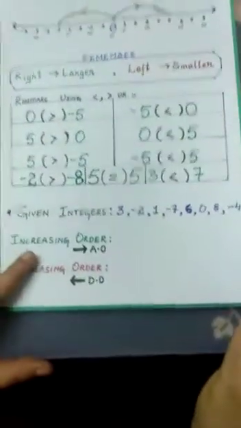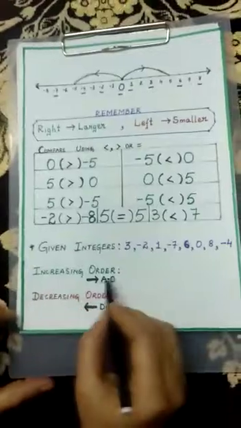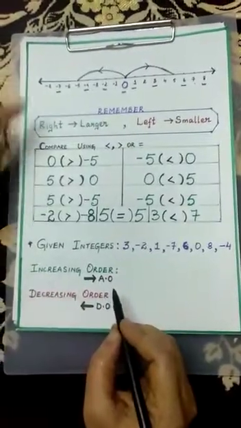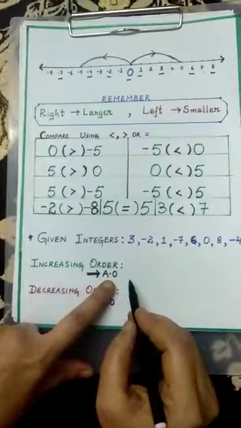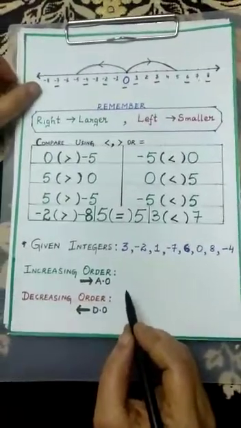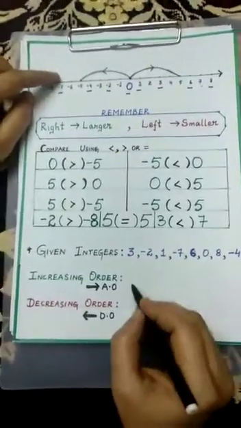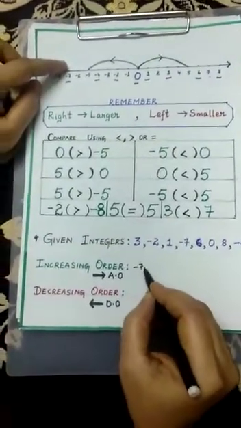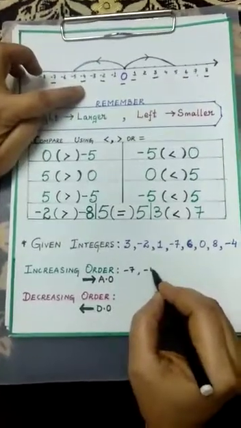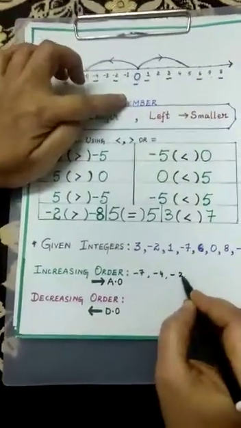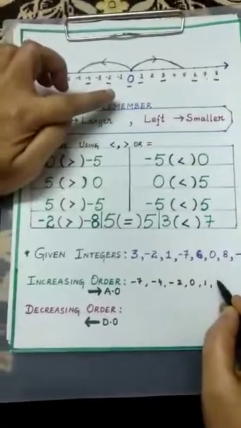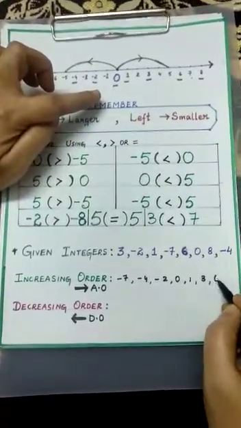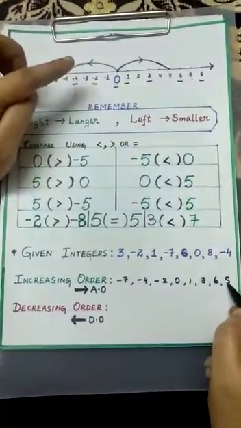Now come to increasing order. So increasing order means these marked integers we have to arrange from left to right. As you know, it is ascending order. So from left, which integer comes first? Minus 7. Next, minus 4. Next, minus 2. Next, 0. Next, 1. Next, 3. Next, 6. And last we have 8.